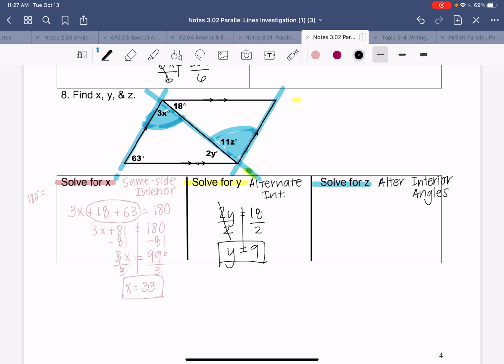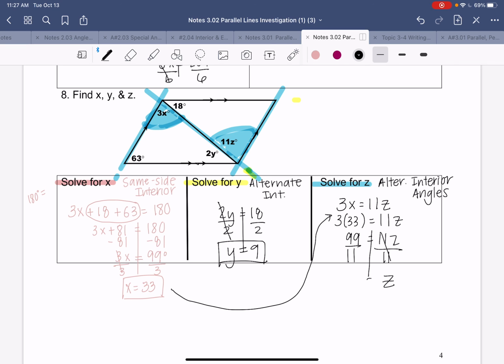Well, they're alternate interior angles, so that means 3x equals 11z. Well, you know what x is, so we can just literally plug it in. So 3 times 33 equals 11z. Well, 3 times 33 is 99. Now we can divide by 11. So z equals 9.